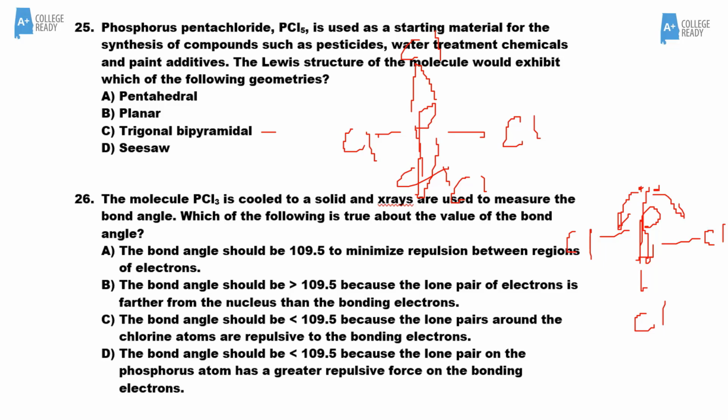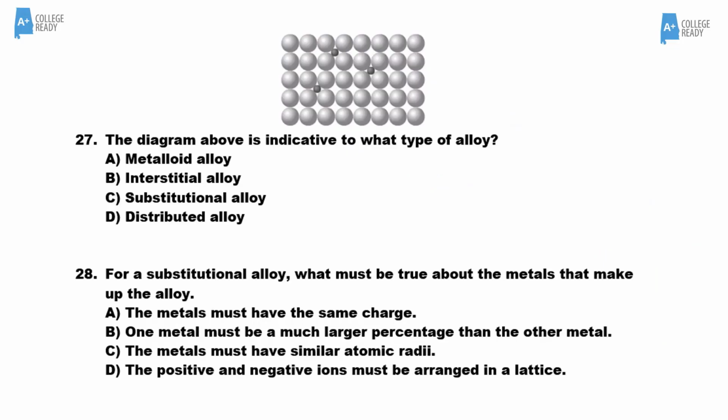So now you have to pick between C and D because they both have less than 109.5. In letter C, the reason why it's wrong is the chlorine atoms have lone pairs around them, but you only consider the lone pairs around the central atom when you're thinking about shapes and bond angles. So the correct answer there is D. The lone pair on the phosphorus is pushing harder on those bonding pairs than the bonding pairs would be pushing if it was tetrahedral.